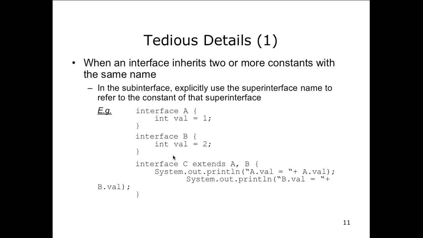And here it is. Here's a tedious detail. When an interface inherits two or more constants with the same name, in the sub-interface, explicitly use the super interface's name to refer to the constants of that super interface.